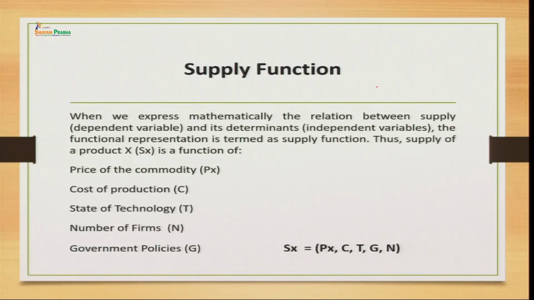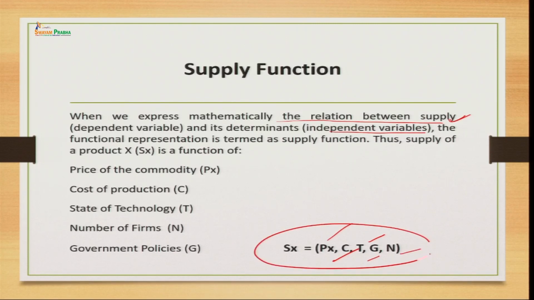Now, what is the supply function? Supply function is again a mathematical relationship between the supply and its determinants. Okay. So, when we express mathematically the relationship between supply, being a dependent variable, and all the other determinants which we have talked about as the independent variables, because it is the impact of these determinants we are studying on supply, right. So, the supply of a product X is a function of the price of the commodity X, cost of production, technology, government policies, number of firms.